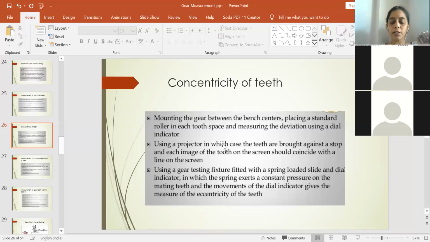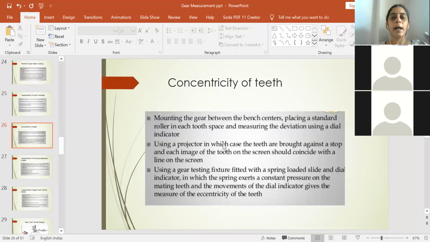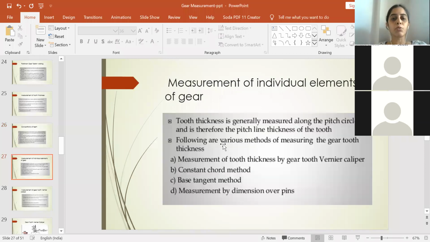So this is just a little information related to measurement of the tooth thickness and concentricity of the teeth. You have in depth in your syllabus how to measure the individual elements of the gear. That is being done by 4 methods. In this, the tooth thickness can also be measured. Tooth thickness is generally measured along the pitch circle and is therefore the pitch line thickness of the tooth.